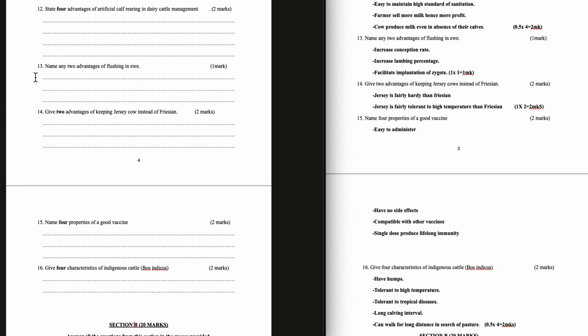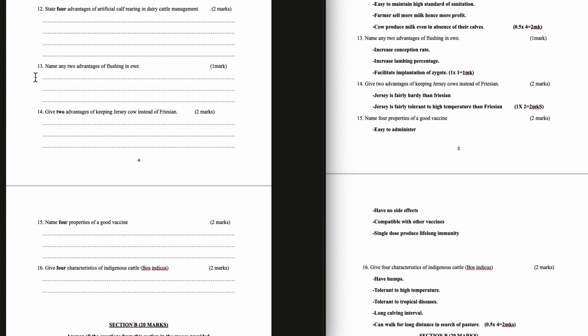Question 13. Name any 2 advantages of flushing in ewe. Increase conception rate, increase lambing percentage, facilitate implantation of zygote. Question 14. Give 2 advantages of keeping Jersey cow instead of Friesian. Jersey is very hardy than Friesian, Jersey is fairly tolerant to high temperature than Friesian.